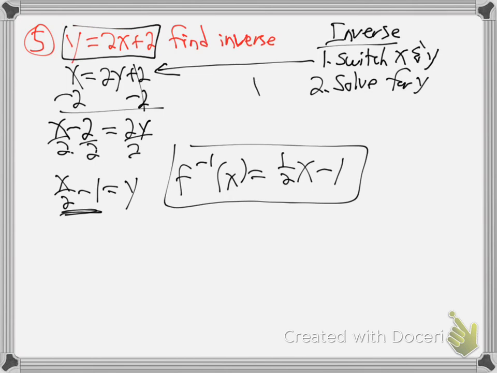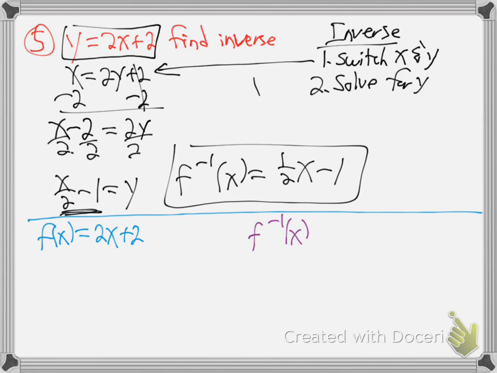And now what they want you to do is find the domain and the range of both. So let's do that down here. Okay, so here we have the original function, 2x plus 2, and the inverse function, half x plus 1. There's the original, there's the inverse. They want the domain. Let's find the domain of this guy.